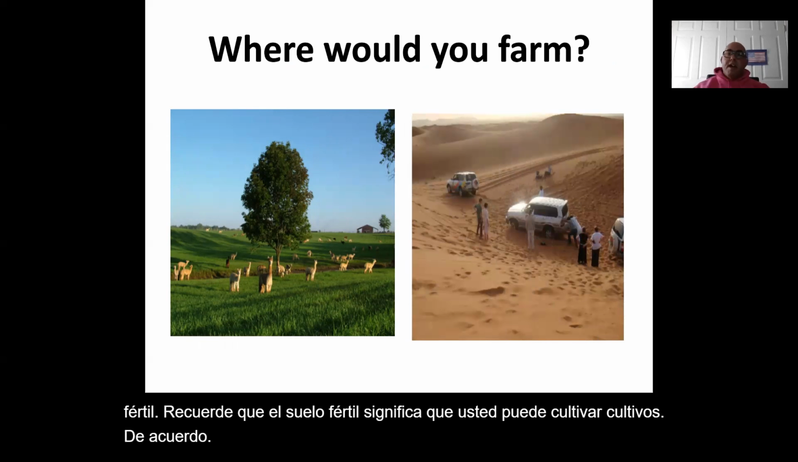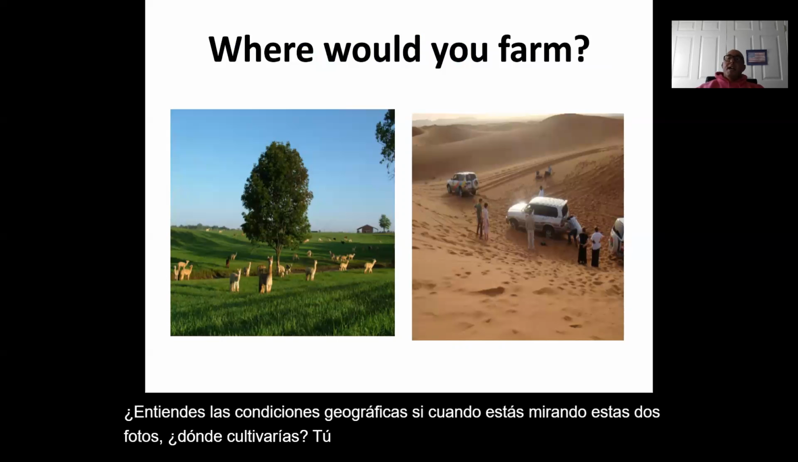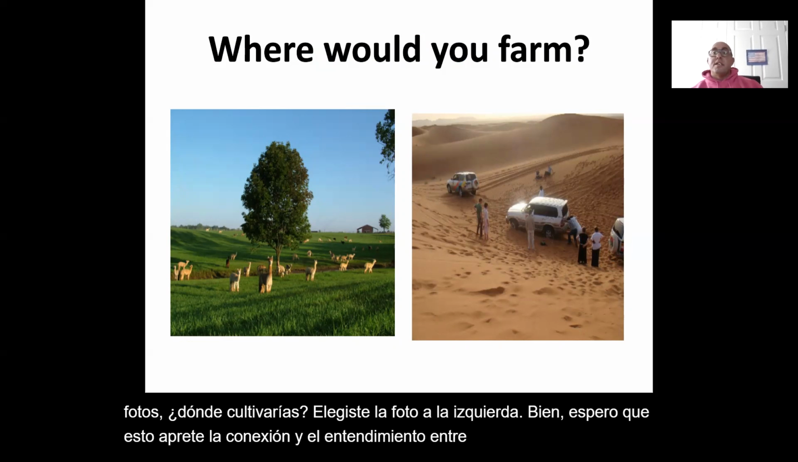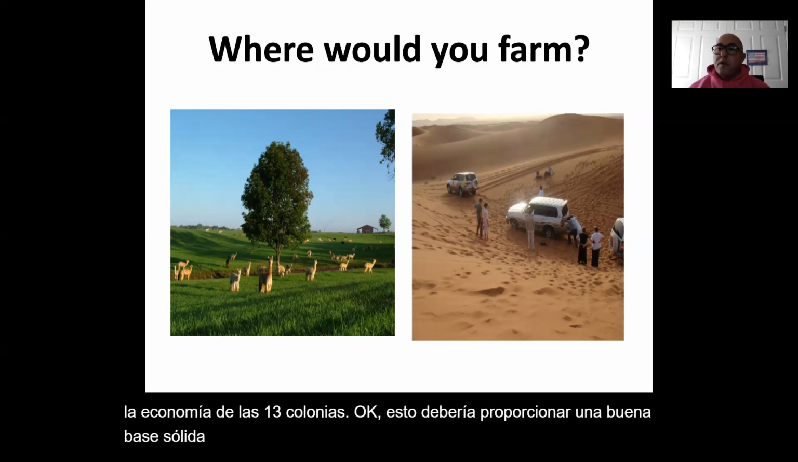You understand geographical conditions if, when you're looking at these two pictures, you can say where you would farm. You picked the picture to the left. So I hope this brings in tight the connection and the understanding between geographical conditions and the economy of the 13 colonies. This should provide a good solid base foundation for you to understand the economies of the North and the South.